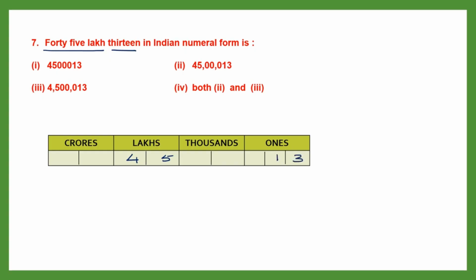There's no hundreds, there's no thousands. So let's put zeros in those places. Now let's write our number. So here we have 45 lakh and nothing in the thousands place and 13. So this is the answer that we have. And which option is that? Now let's look carefully and see. Here we can find it, 45 lakh 13. So our answer is option 2.